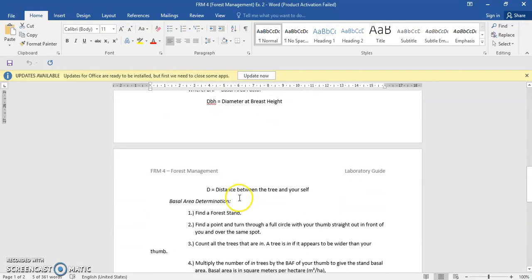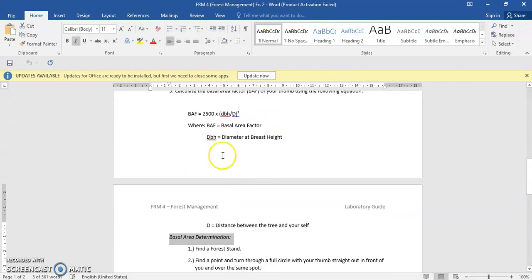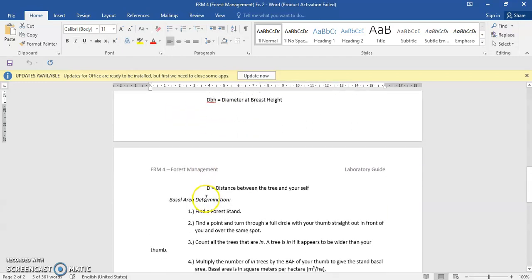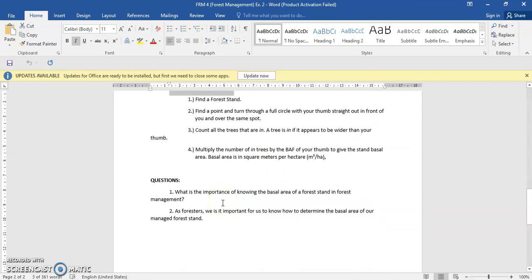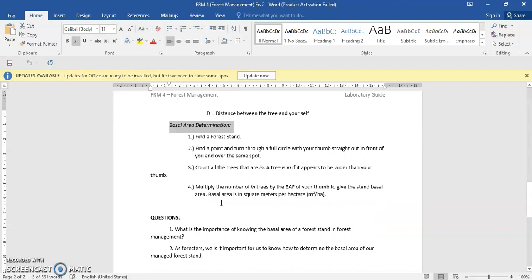Now, once you have your basal area factor, you can use your BAF in determining the basal area in a forest stand. Ideally one finds a forest stand, but for this lab exercise, I will just give you a set of activities that you will need to calculate in order to find the basal area of a certain forest stand. You don't need to go to a forest in order to answer this one. I will give you a set of problems to answer.